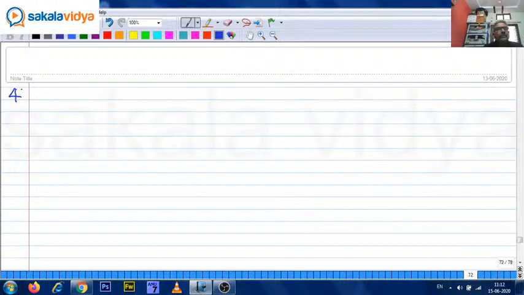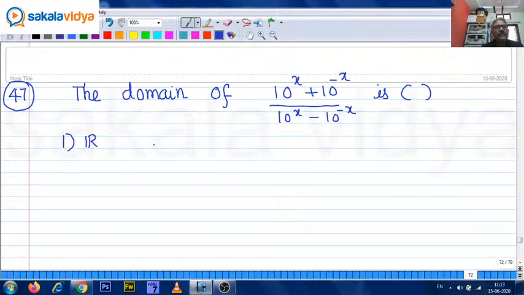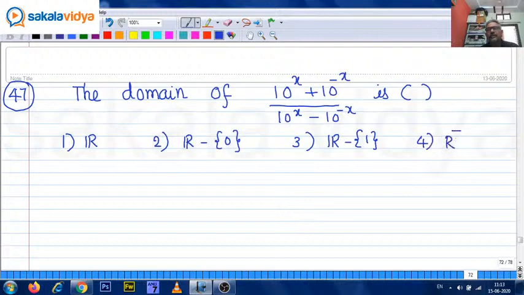Question number 47. The domain of 10 power x plus 10 power minus x over 10 power x minus 10 power minus x is: first option set of real numbers, second option set of real numbers minus 0, third option set of real numbers minus 1, fourth option set of positive real numbers.